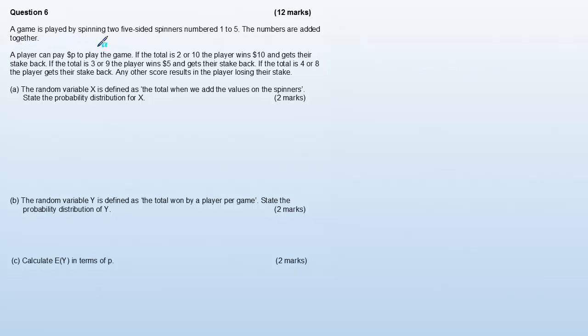The game is played by spinning two 5-sided spinners numbered 1 to 5. The numbers are added together. A player can pay P dollars to play the game. If the total is 2 or 10, the player wins $10 and gets their stake back. If the total is 3 or 9, the player wins $5.